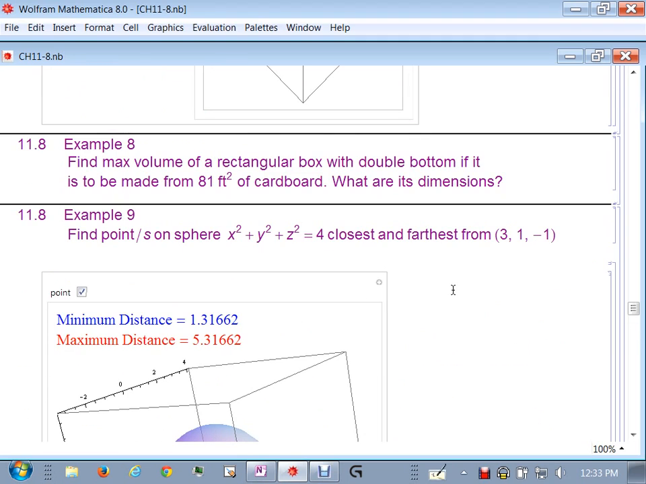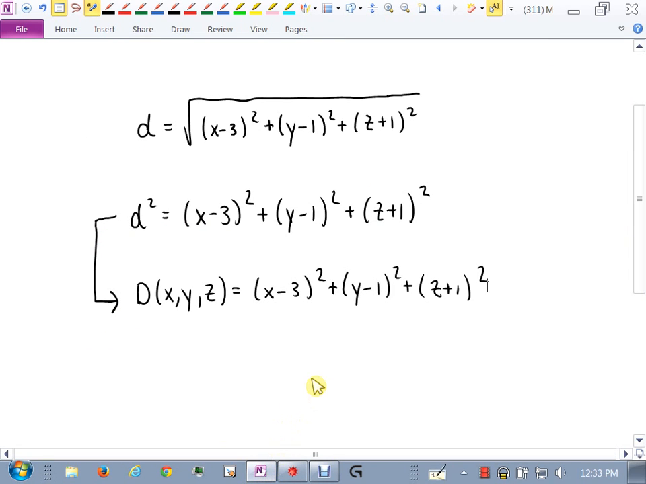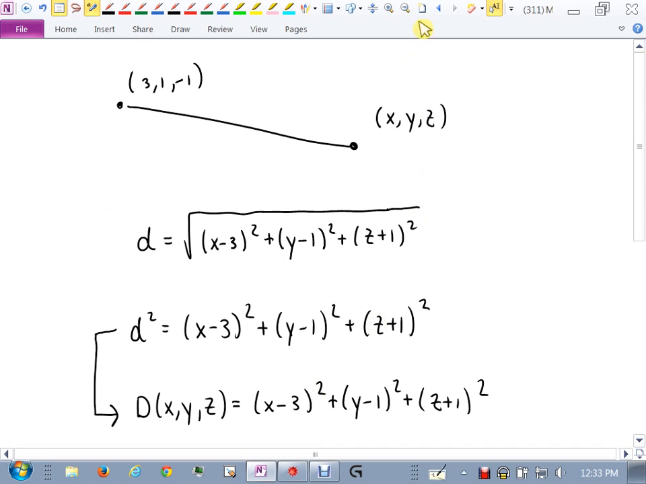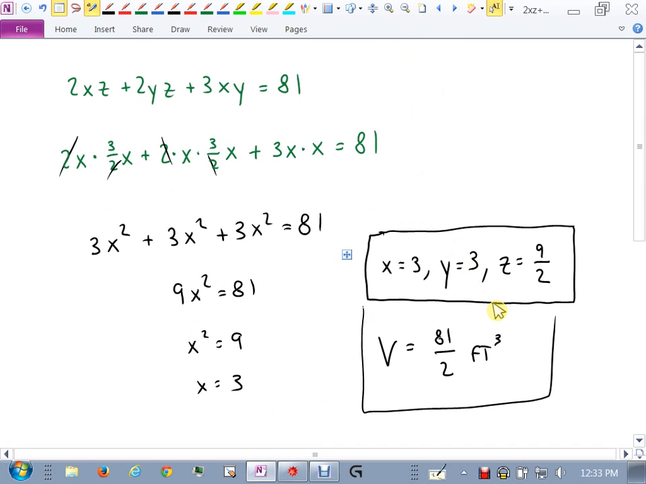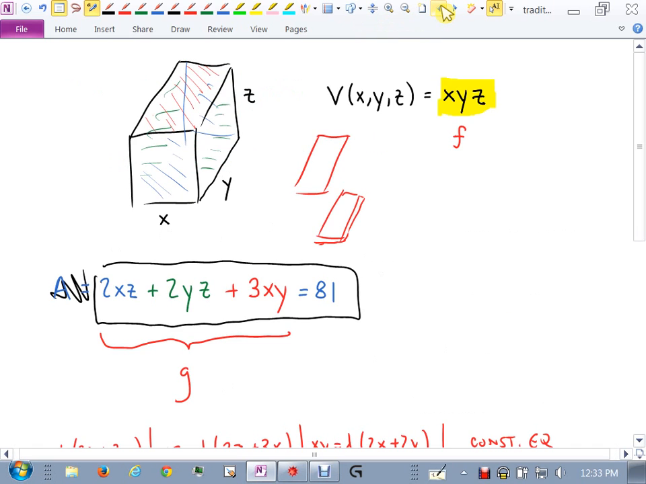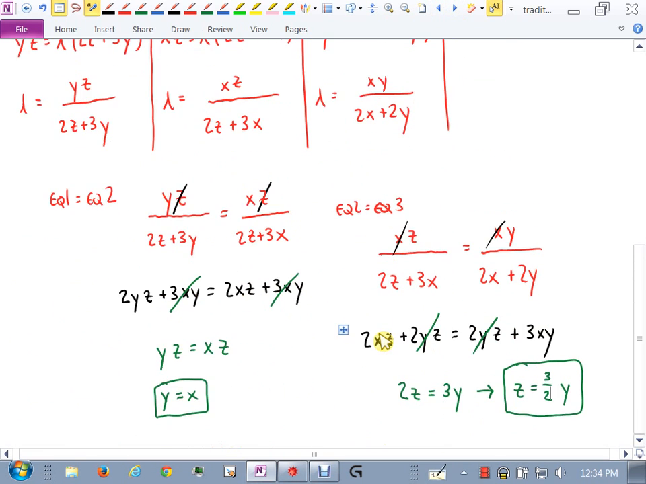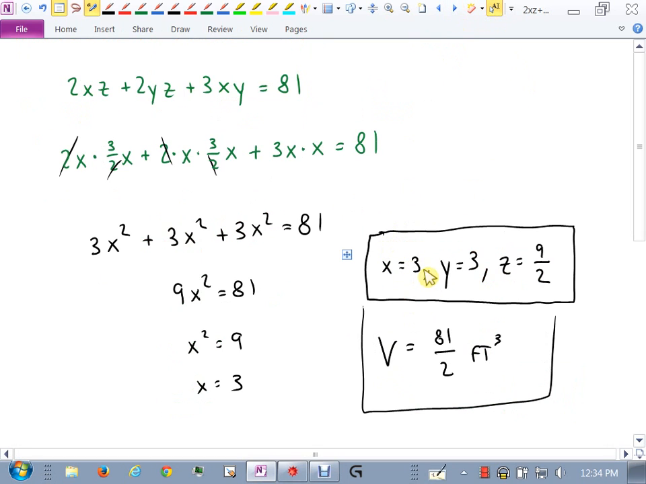Go where? My work? There was no minimum value because we weren't asked for a minimum value. We were asked to find the maximum volume that we could get out of this box. Yeah, it turned out to be 81 halves for the volume. And then the dimensions of the box were given by this.